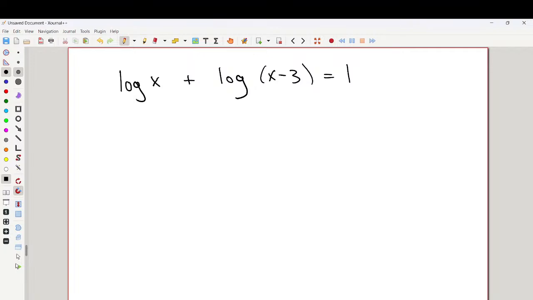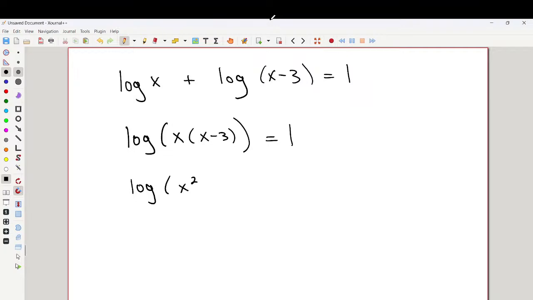All right, so here we go. You're going to see it. You're going to say, this is what he's talking about. Use the properties. You see two logarithms, condense them. Just to remind you, this is 1. There's a 1 in front, so we are going to multiply x times x minus 3. So on the inside, we get x squared minus 3x.